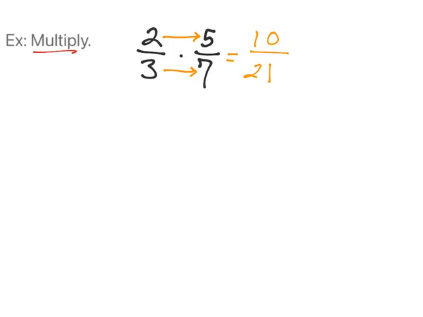Now, at this point, you say, okay, 10 and 21, do they share any common factors? Does a number divide evenly into both of them? And the answer for this case is no, because 10 is 2 times 5 and 1 times 10, and 21 is 1 times 21 or 3 times 7. The only one of those that matches is 1, and dividing by 1 does nothing, right? So that is just our answer.